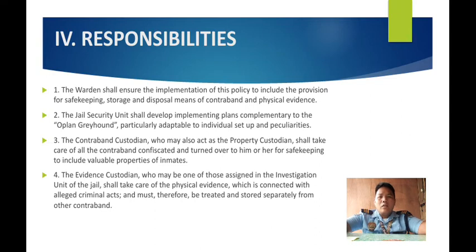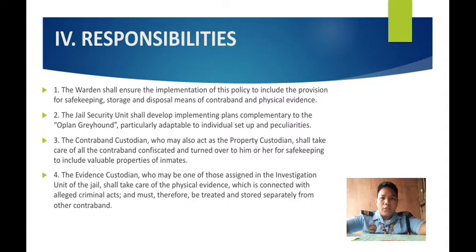So this is the BJMP responsibilities, which are acknowledged by the warden or our jail officers in BJMP. So we have first, the warden shall ensure the implementation of this policy to include the provision for safekeeping, storage, and disposal means of contraband and physical evidence.